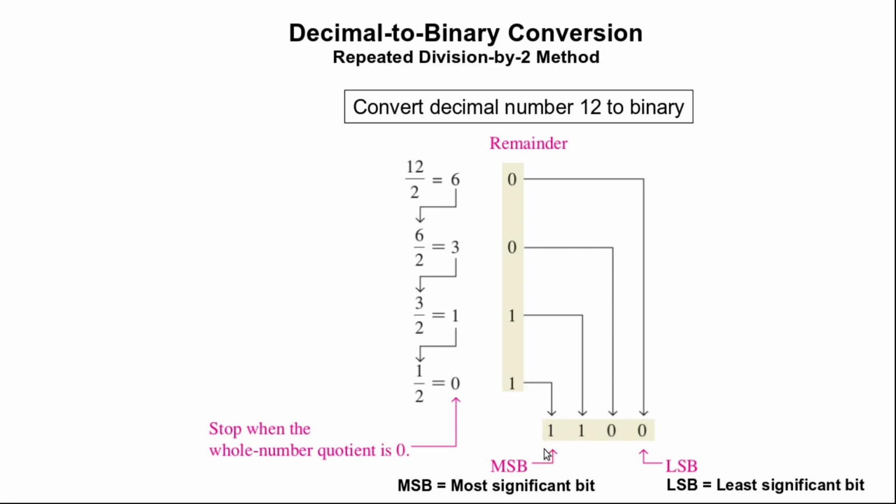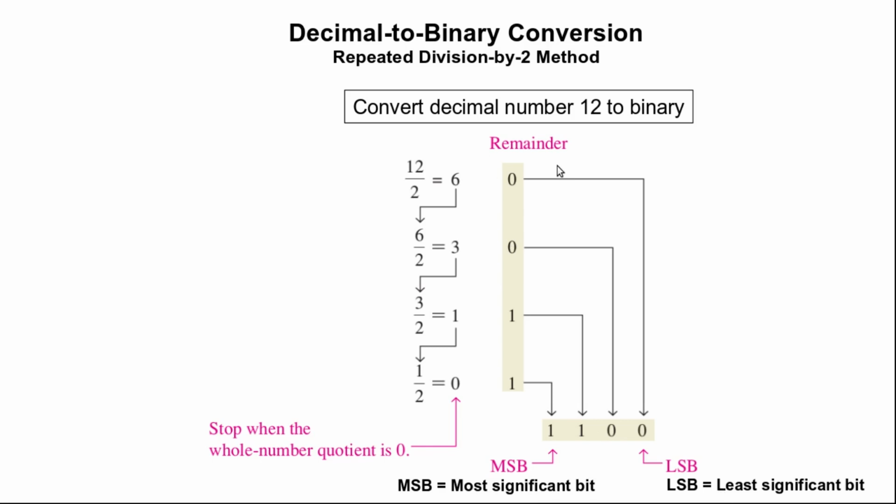If we see this number, this position has the weight 2 to the power 0, this is 2 to the power 1, this position is 2 to the power 2, and finally 2 to the power 3. So this position has the highest weight, hence it is the most significant bit. Now the last remainder that we obtained will become the most significant bit, and the first remainder that we obtained will become the LSB, which is the least significant bit.